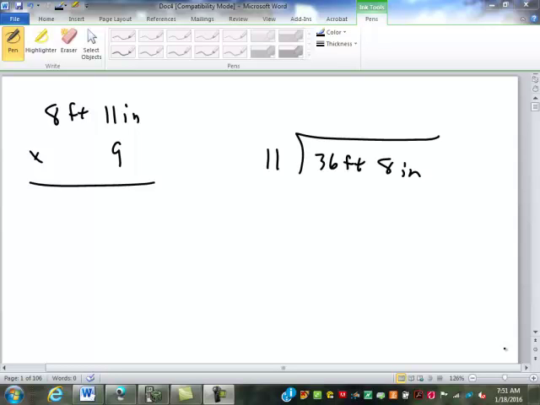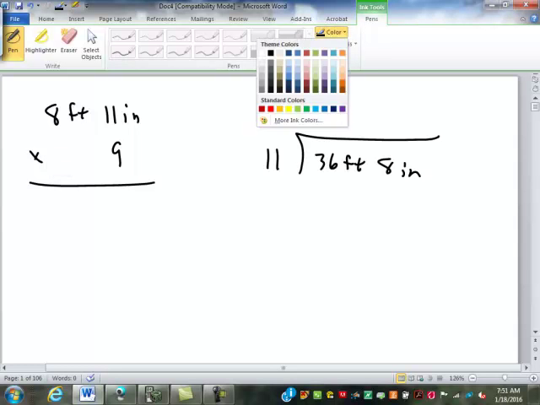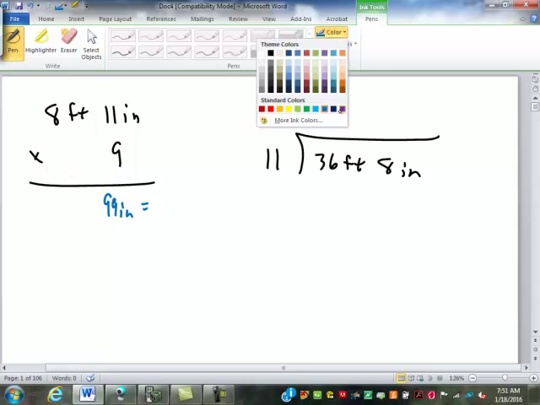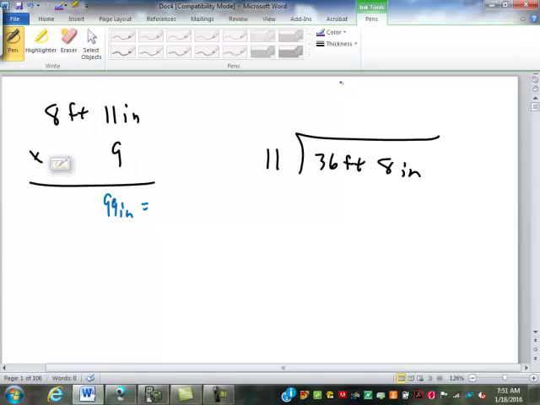So anyway, for this problem here, 8 feet 11 inches times 9. So we're going to do 9 times 11 is 99 inches. Of course, that can be adjusted: how many feet can I get out of that? 8 feet is 96 inches. So how many inches are left over? 3. So we will keep the 3 inches and carry the 8 feet.